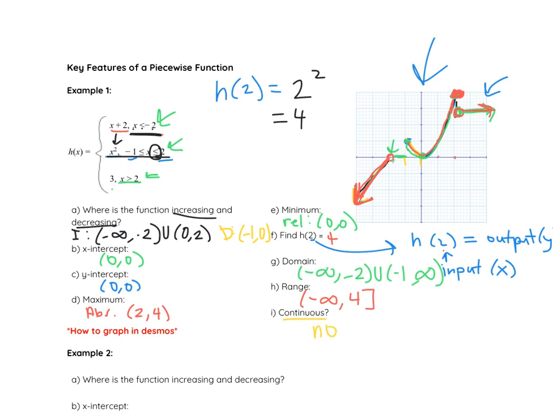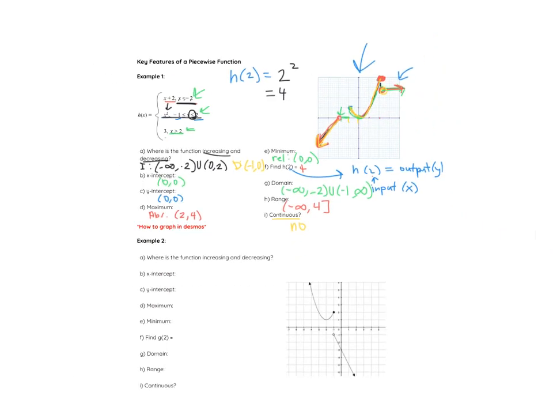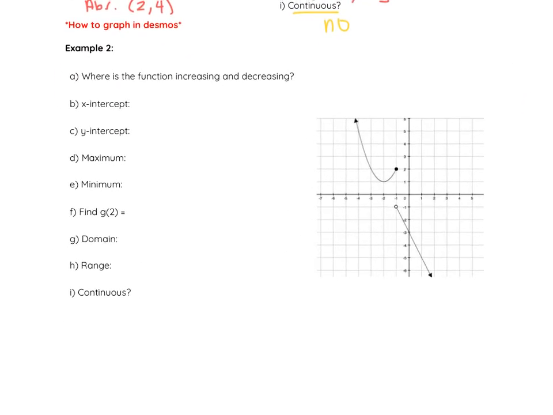This is not continuous, because in order to graph this, I would have to pick up my pencil here and then again here. So this is not a continuous function. Let's look at example number 2. We are going to look at how to graph in Desmos in a second, but in example number 2, they already gave me the graph, so I don't have to graph it this time, and I'm just going to look at this graph and determine these key features.